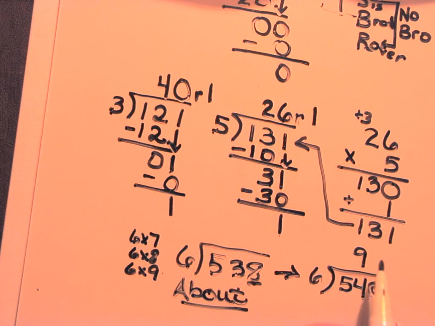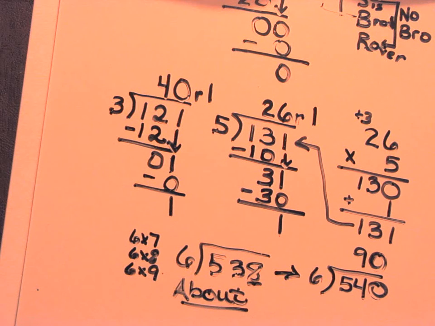And then I know that I can put that 0 up there. And now I have how many? It's about 90. About 90 because 540 is close to 538. And I can get that nice rounded answer. No remainders going on there.